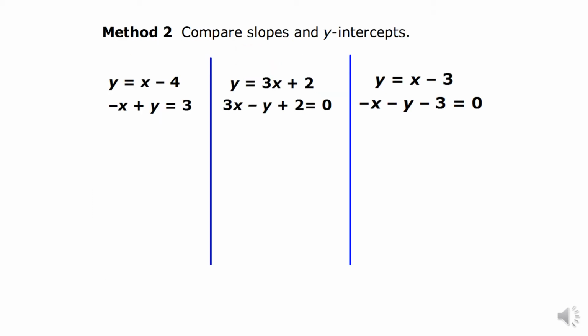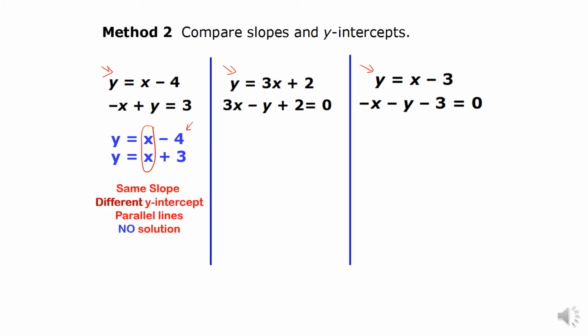So when it tells you to compare slopes and y-intercepts, the first thing you have to do is put them all in slope-intercept. So this one's in slope-intercept, all the top ones are in slope-intercept, but the bottom ones aren't. So you have to redo them and then compare. So I've redone the first one, and I can see, oh, same slope, different y-intercept. These are parallel lines with no solution.